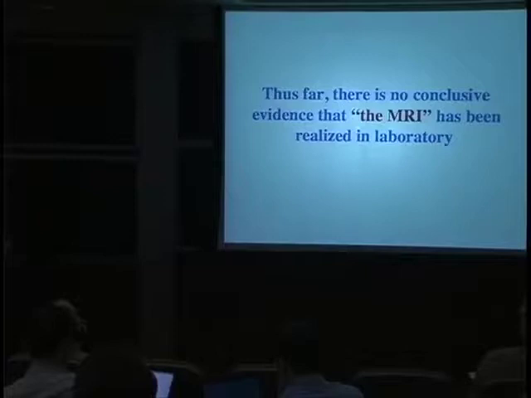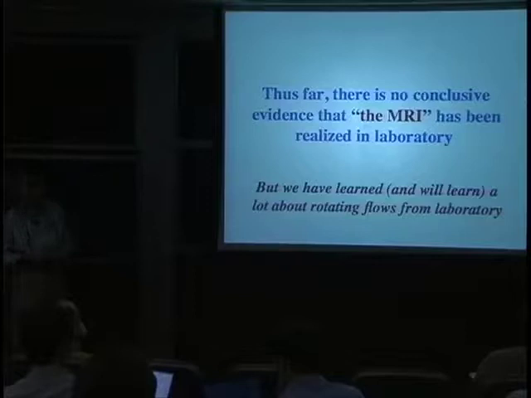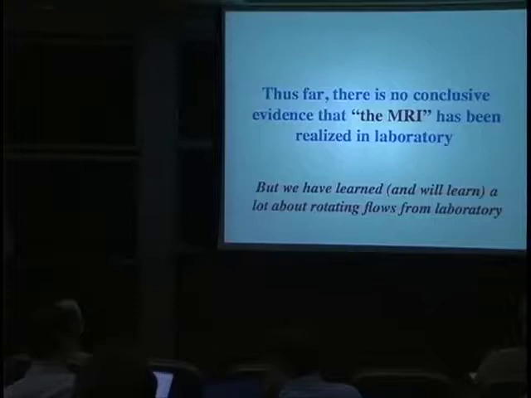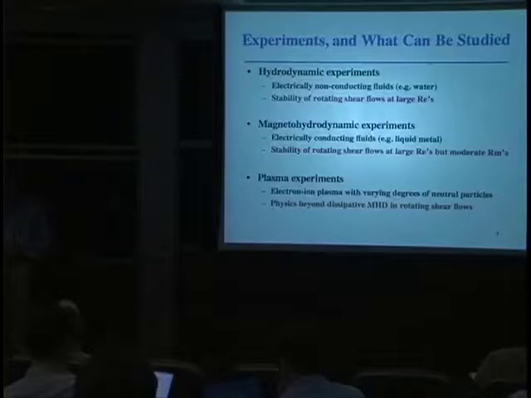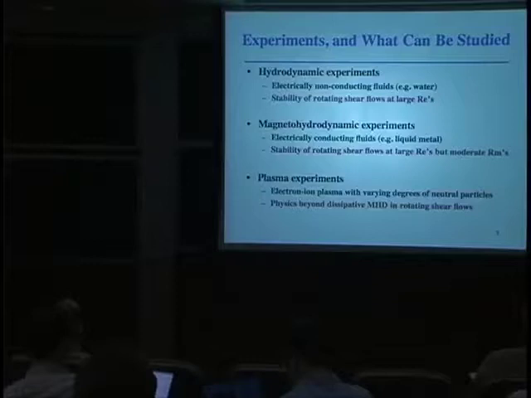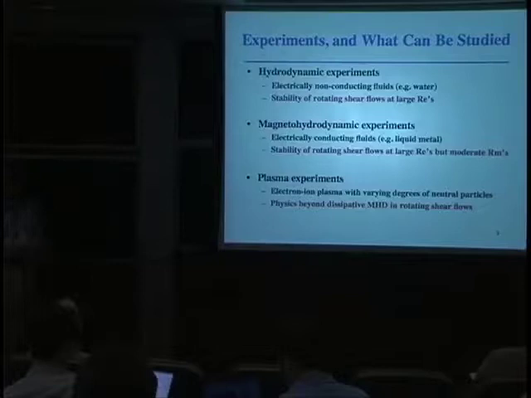We learned a lot actually in the past few years, especially from rotating flow in the lab. Probably we will learn more in the coming years, especially as we expand our experimental parameter regimes, using different kinds of material, like plasma even, to experiment. Before I get too specific, I want to say there are maybe three general classes of experiment we can envision in the lab to study MRI, and I listed them, and point out what we can learn from each class, from the point of view of the physics.